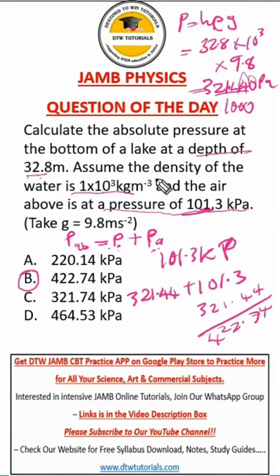So be sensitive of all these little things. Kilo. In pressure, when they say the air above is at a pressure, they mean the atmospheric pressure. And remember this formula also, that when you're asked for the absolute pressure, it is the pressure that occurs in the liquid added to the atmospheric pressure.